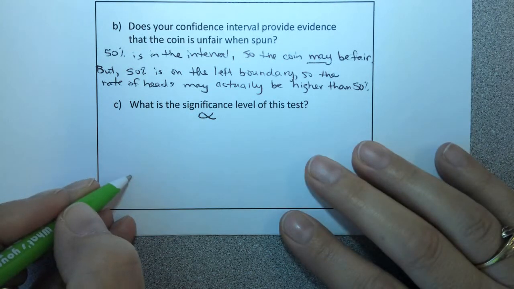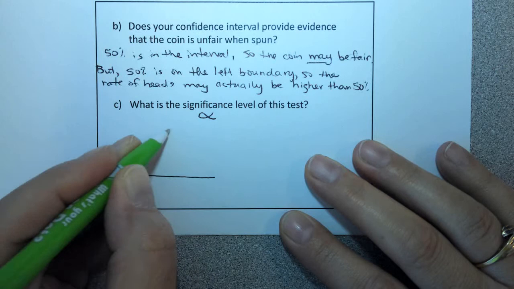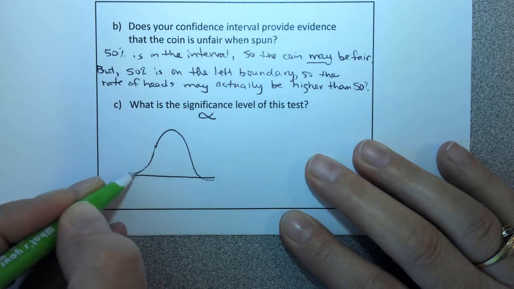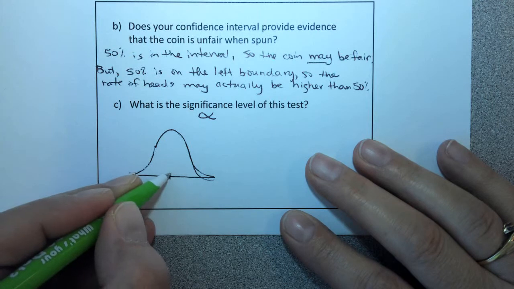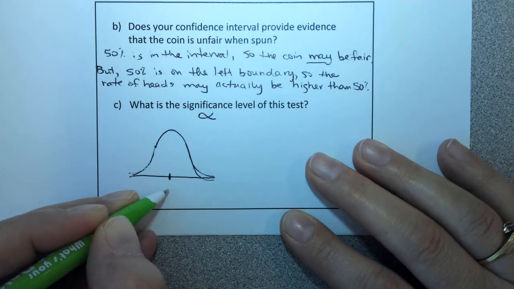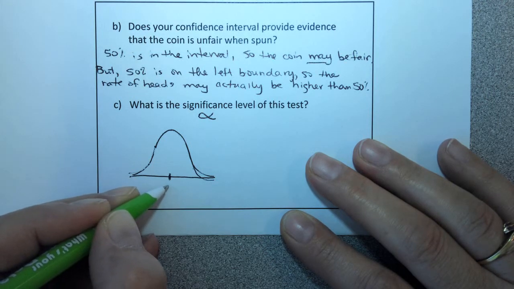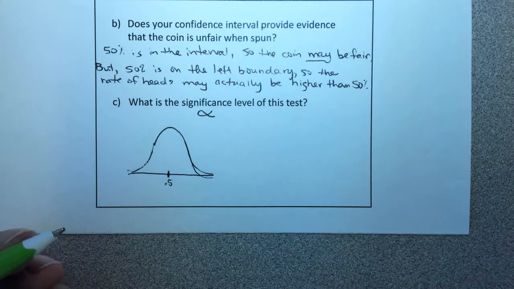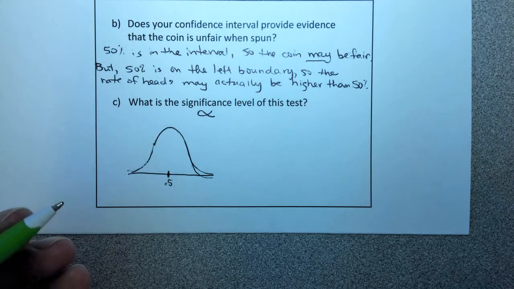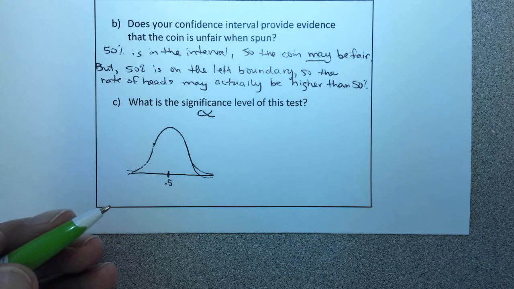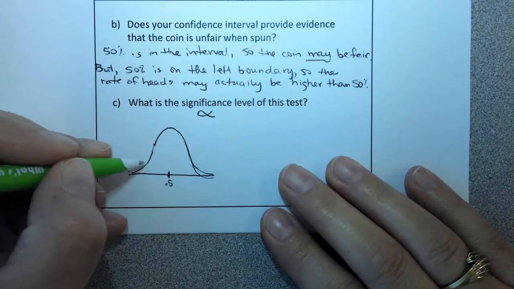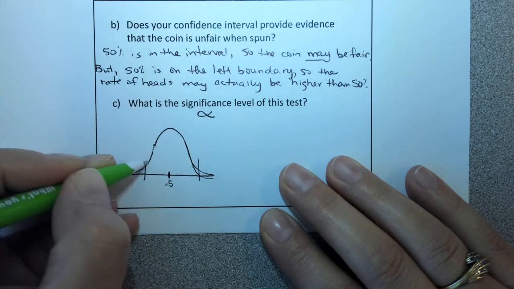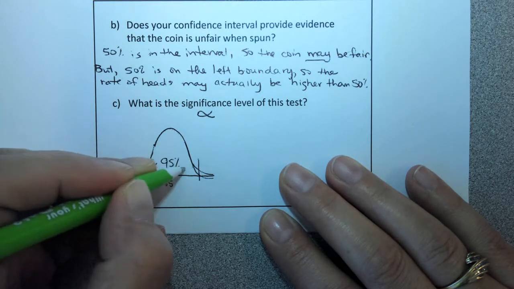Okay, here's the deal. I like to draw pictures because pictures are easier to explain things. Okay, if the coin is fair, then we'd be looking at like 50%, right? Is the center of the sampling distribution. Now, you don't have to draw a picture, but I just think it helps to reason through this. I did a 95% confidence interval, okay?